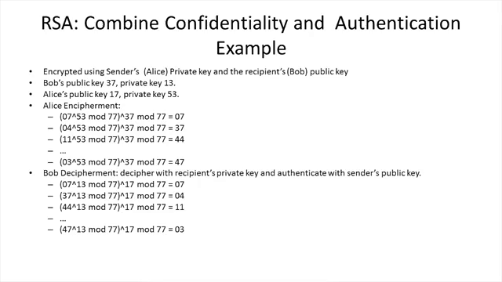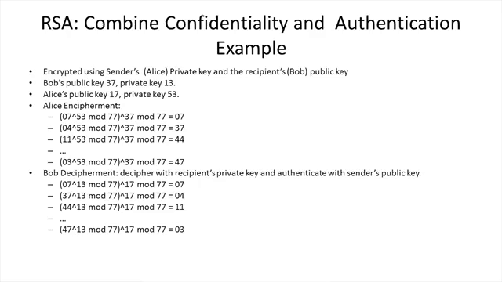Okay, let's look at how Alice does the encryption. First, she takes the original message data, 7, to the power of 53 mod 77, and the result is raised to the power of 37, which is Bob's public key exponent, mod 77. The result is 7. Then same thing for 4 and 11, and finally 3 to the power of 53 mod 77, to the power of 37, mod 77 is 47. So all these numbers are sent to Bob.